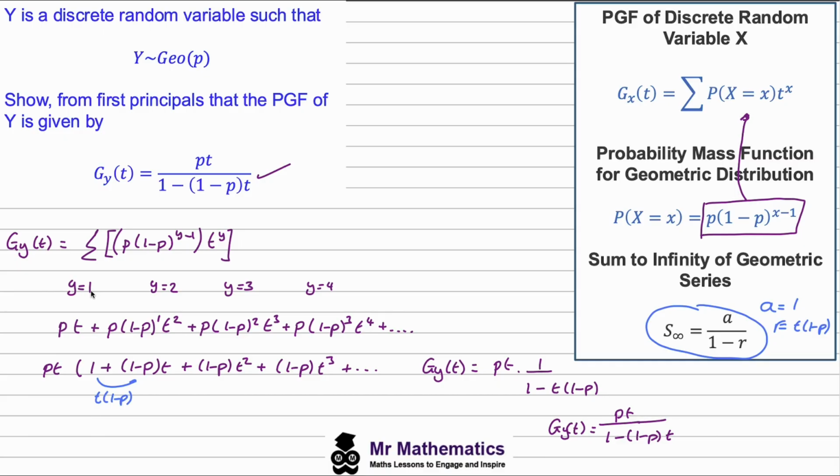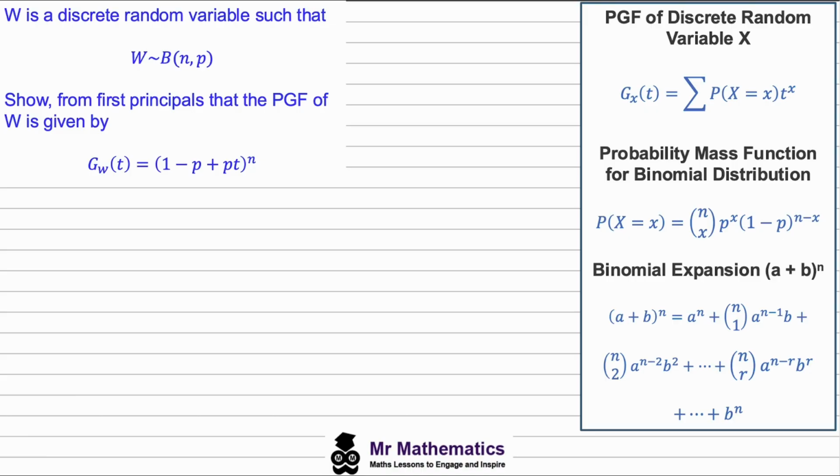Let's try one more question. Okay, so in our final example, we're given that w is a discrete random variable such that it's distributed binomially. We've been asked to show from first principles that this is the probability generating function for this distribution. Again, do you want to try this question yourself using these formulae? You can pause the video and come back when you're ready.